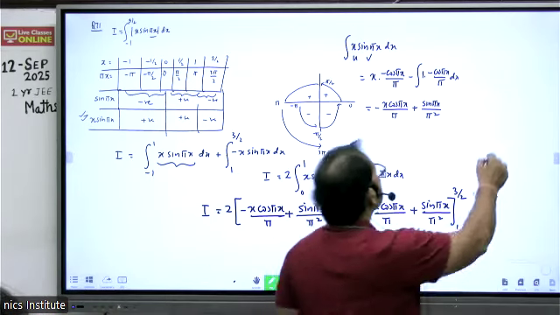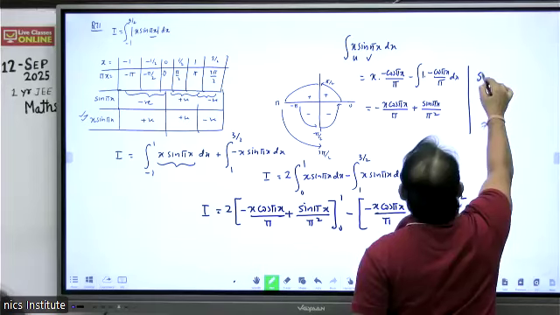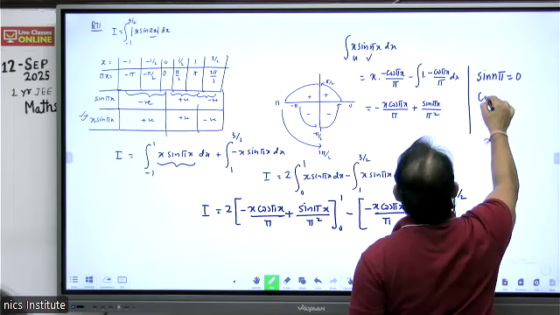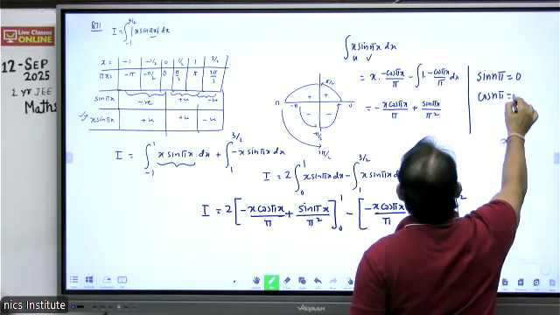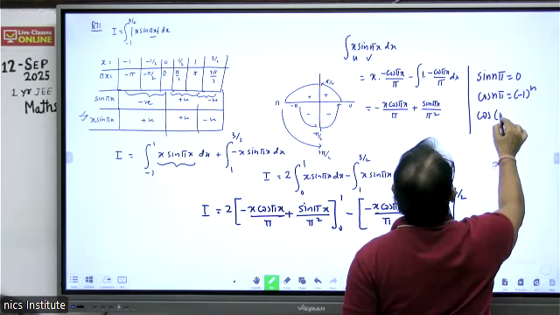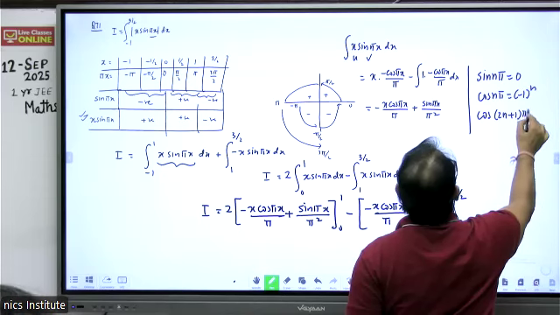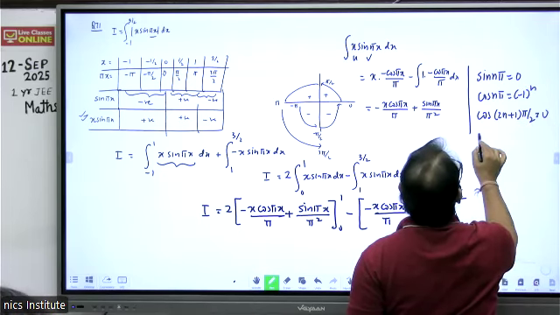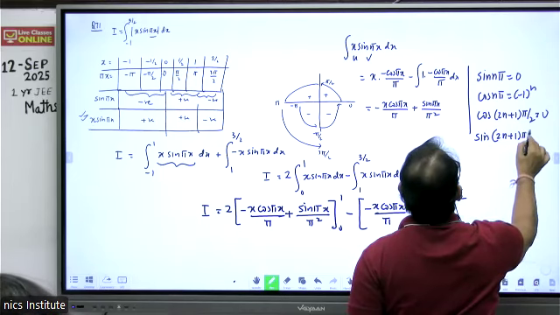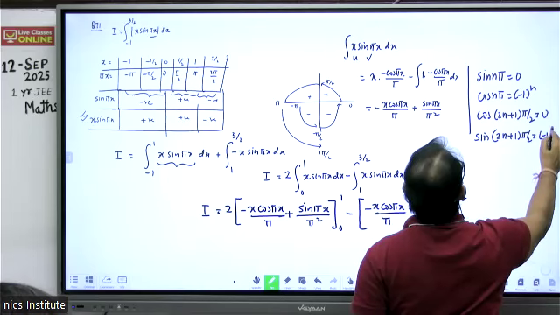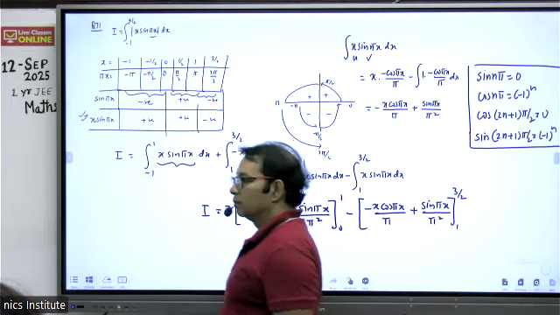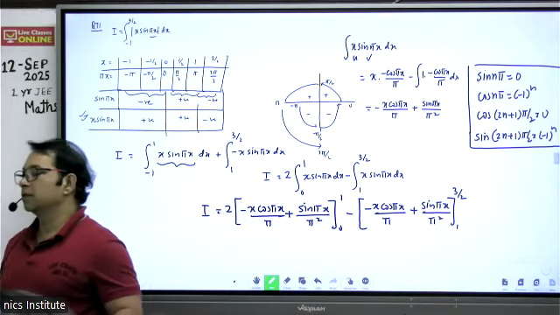Remember these results. Sine n pi is always 0. Wherever sine is 0, cos is plus minus 1. Cos of 2n plus 1 times pi by 2 is always 0. And wherever cos is 0, sine is plus minus 1. These four results you can use.